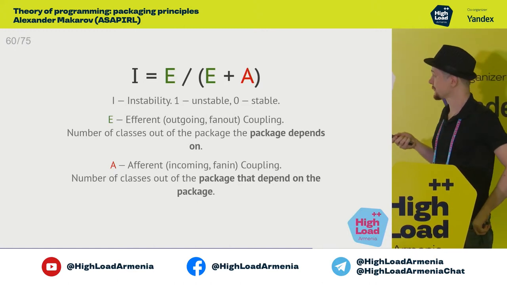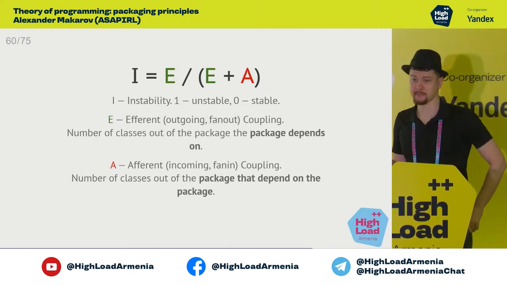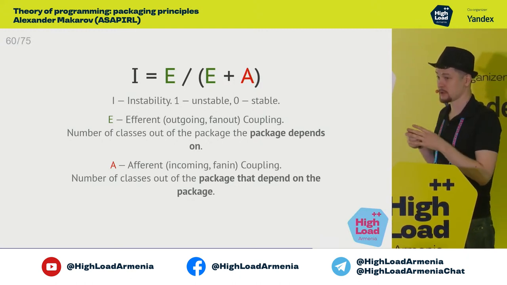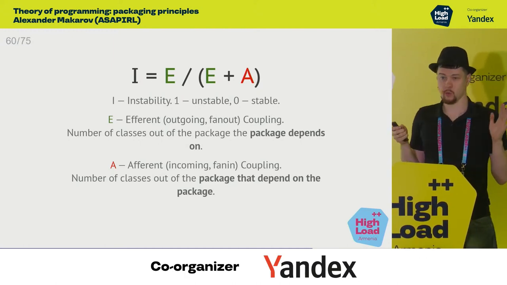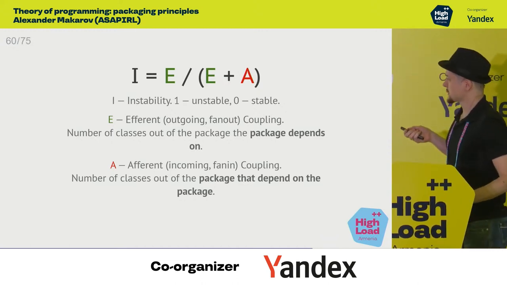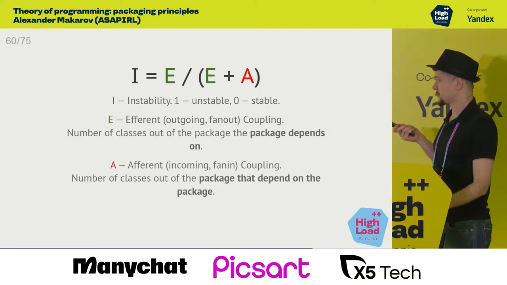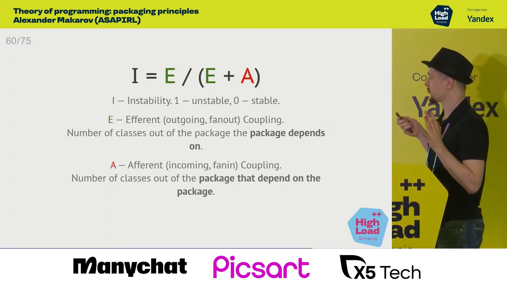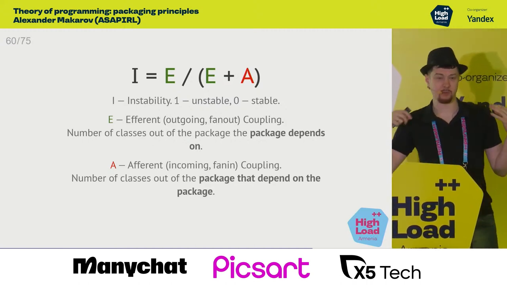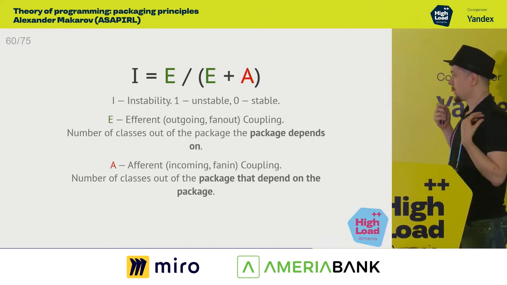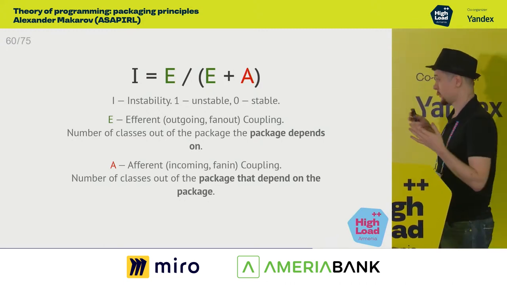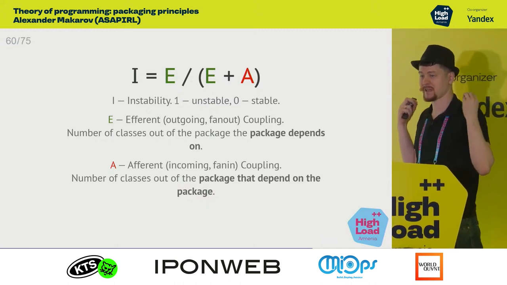Here's the formula, and I is the level of instability. The value of 1 is unstable, and 0 is totally stable. Usually there are no zeros and no ones in the end, but things happen. So E is efferent coupling, so outgoing or fan out. It's the number of classes outside the package that the package depends on. So the things use your package that will break if you change your package. So you will unlikely change your package, because things will break, right? So it adds to the stability.